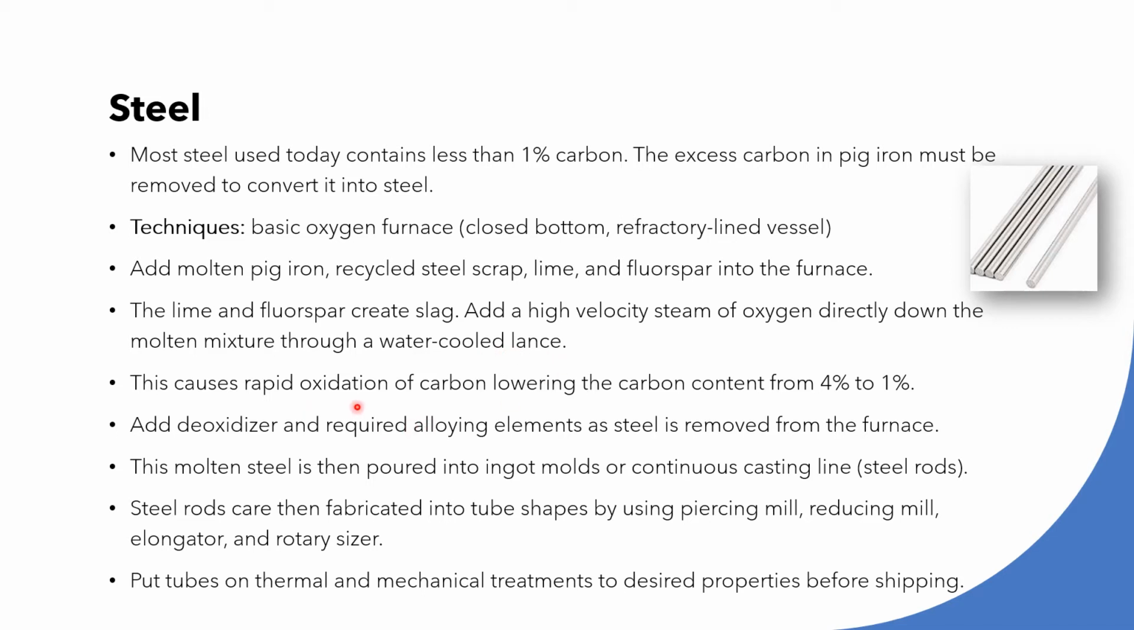And that causes a very rapid oxidation of carbon. Oxidation of carbon means we're taking the carbon content out of it, because now carbon is going to be with oxygen, so the carbon is not going to be in the pig iron. So we will be reducing the carbon content. From 4% in molten pig iron, we're going to bring it all the way down to 1% in steel. How do we get rid of carbon? We're going to let it oxidize.